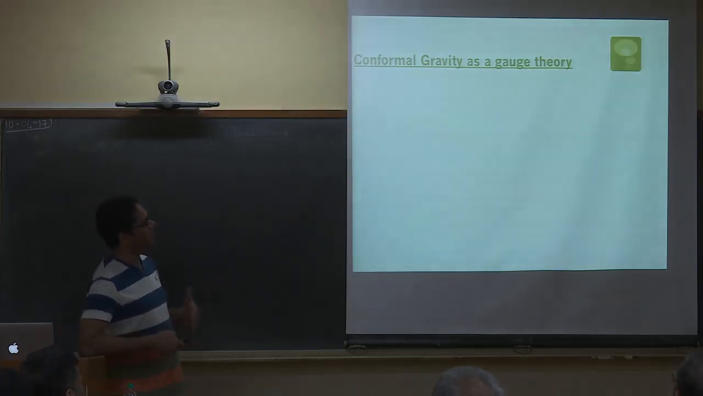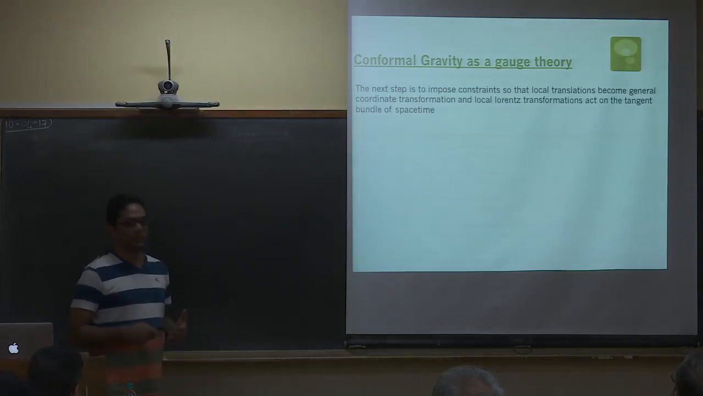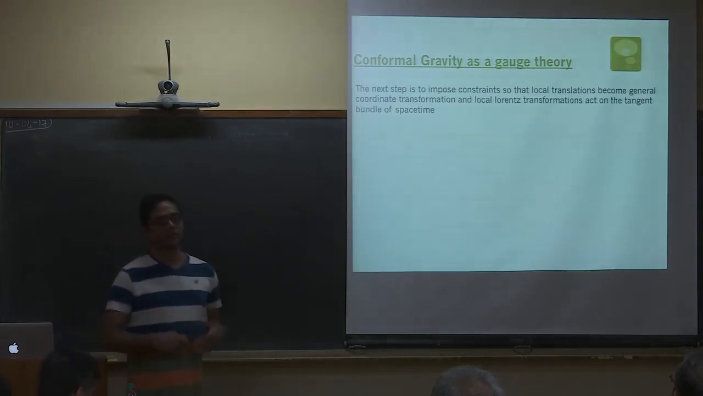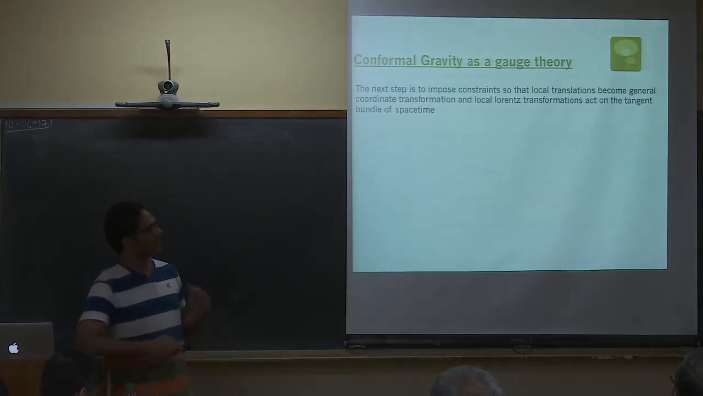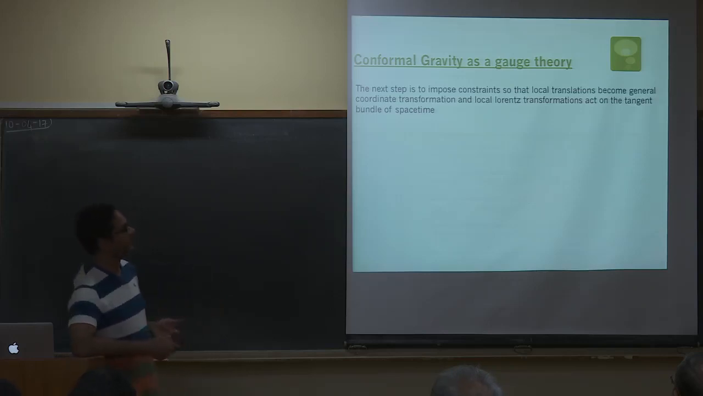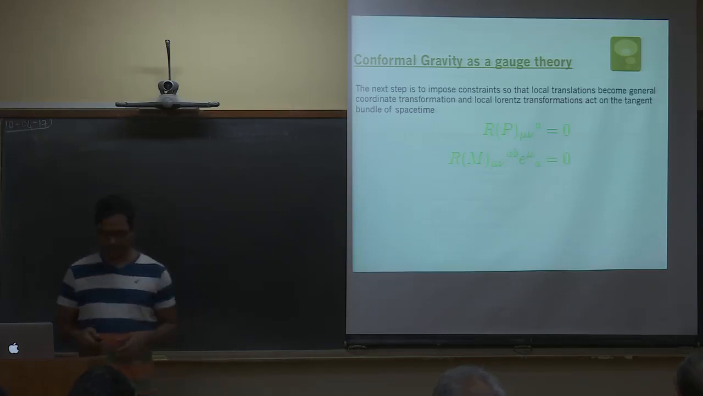So far you have a theory; how do you make it a theory of gravity? To make it a theory of gravity, you have to impose certain constraints such that the local translations become general coordinate transformations, and the local Lorentz transformations act on the tangent bundle of space. So this is what we have to do. Standard constraints are as follows.